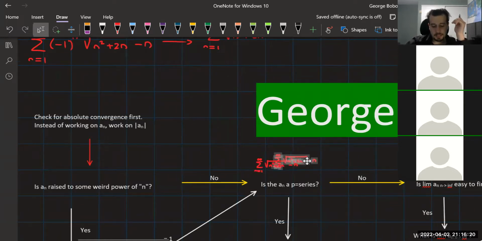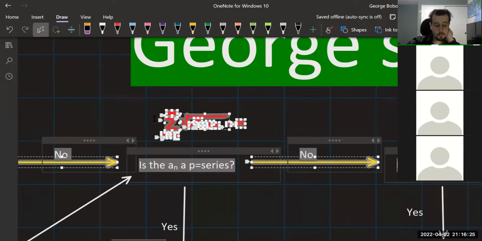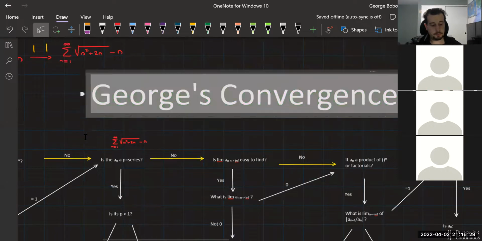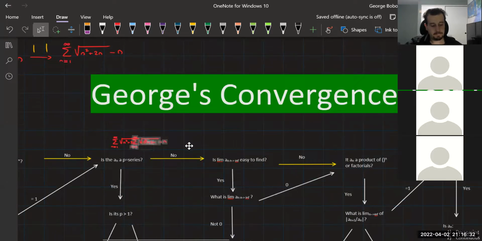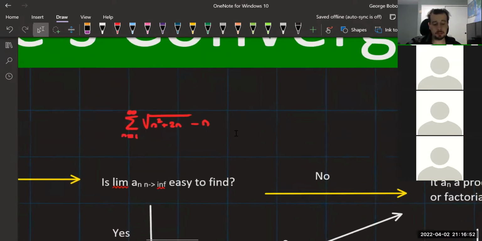Okay, is it a P series? I'll just make it small. No. Okay, keep moving it through. Maybe move that away a little bit. Is the limit easy to find? I'll answer this one again this time. I'd say kind of, okay? And I really have a strong feeling that this limit is non-zero. Really have a strong feeling, because look at this.